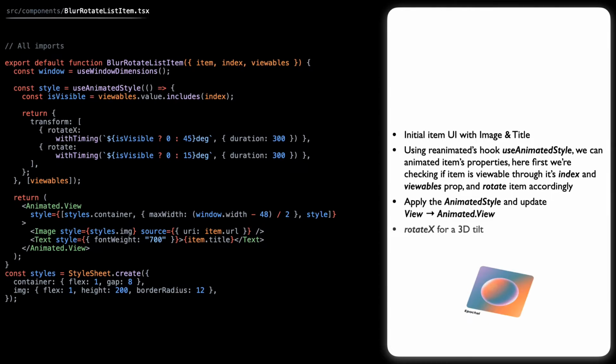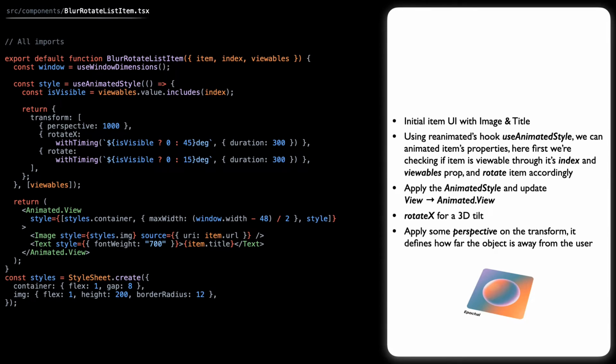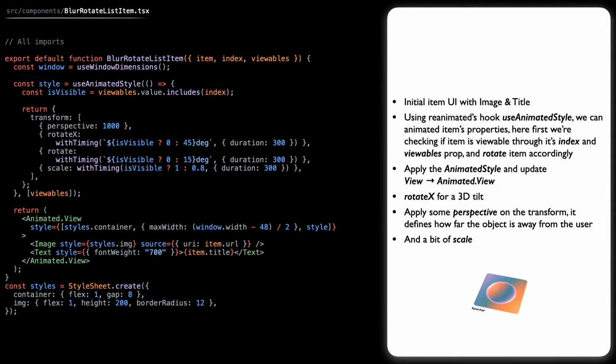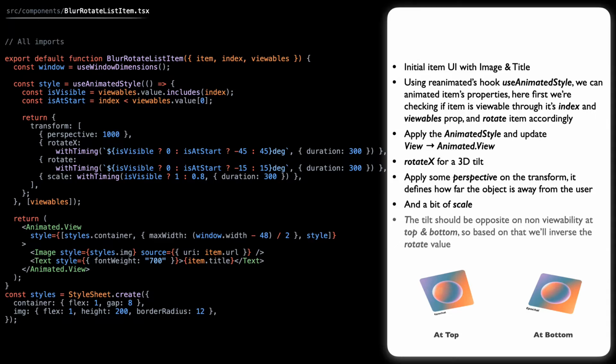Now similarly, do the same for the rotateX property for a little 3D tilt, and together apply perspective with a value of 1000. You can change this value to adjust the effect of the rotateX, and add a bit of scaling for the item. Now also we need an inverse rotate effect at the top, so we can check if the item is out of the view from the top by comparing if the index is less than the first visible item, and based on that, just apply the negative rotate value.